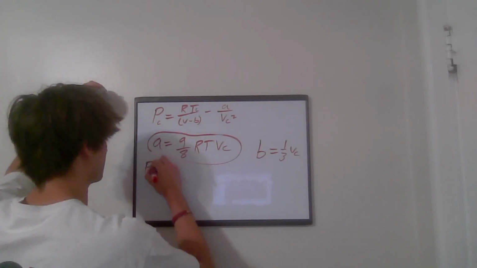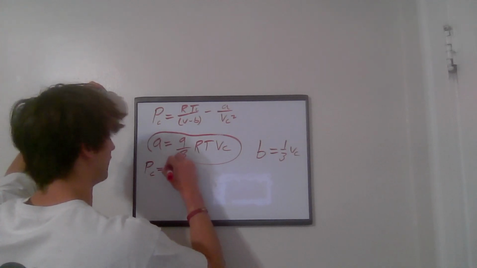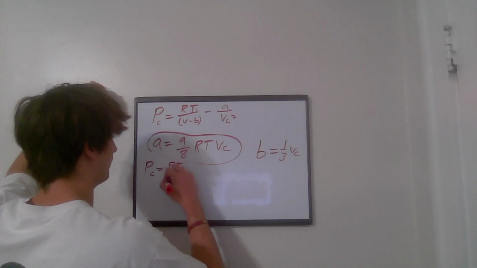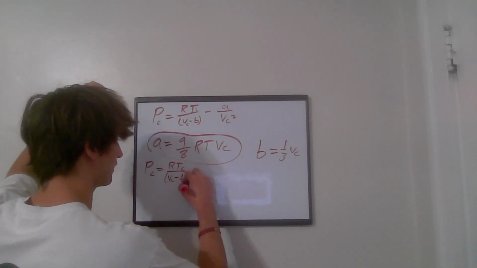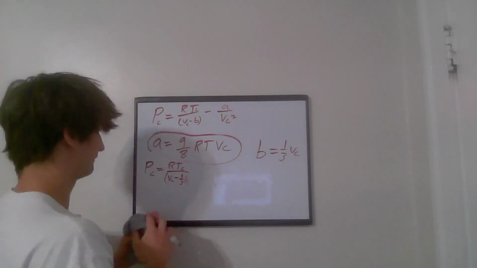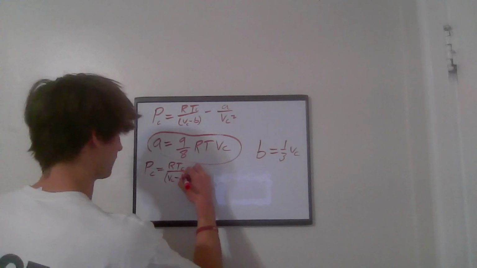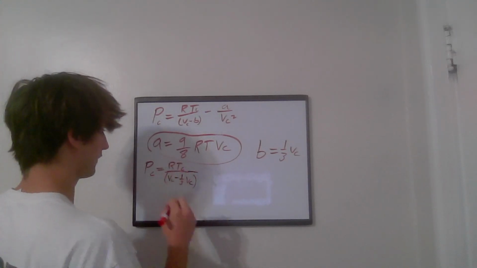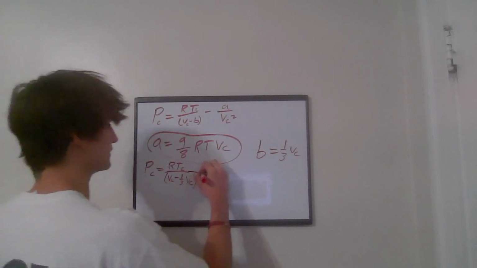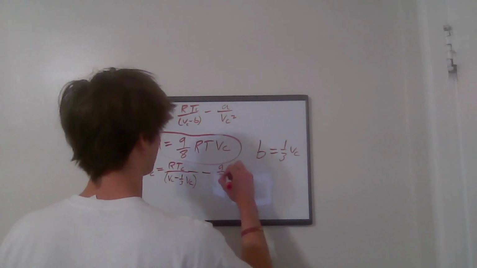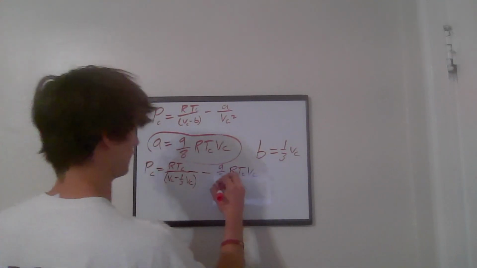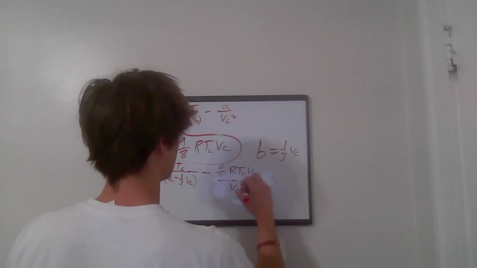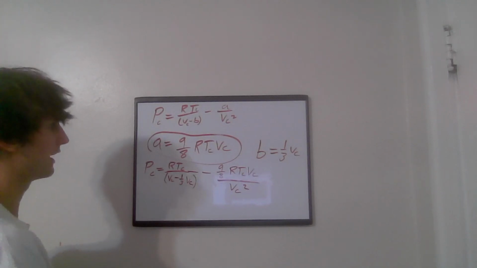So we're going to say the critical pressure is equal to R times the critical temperature over the critical volume minus our B, which is 1/3 critical volume, and then that is subtracted by our A up here, 9/8 times R times the critical temperature, divided by the critical volume squared. Okay, then we can simplify from here.